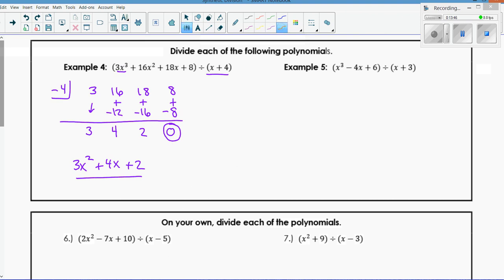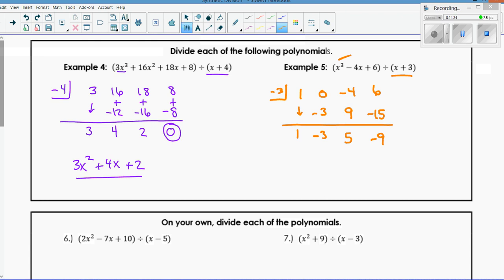Alright, next one. I'm dividing by x plus 3, so I know that gives me a negative 3. Look at your coefficients. The first one is 1, but I don't have an x squared, so it's 0. I have an x, and then I have a 6. So 3, 2, 1, 0. Make sure you're always checking. Start by bringing down my 1, multiply, add, multiply again, I get 9, add, I get 5, multiply again, I get negative 15, add, I get negative 9.